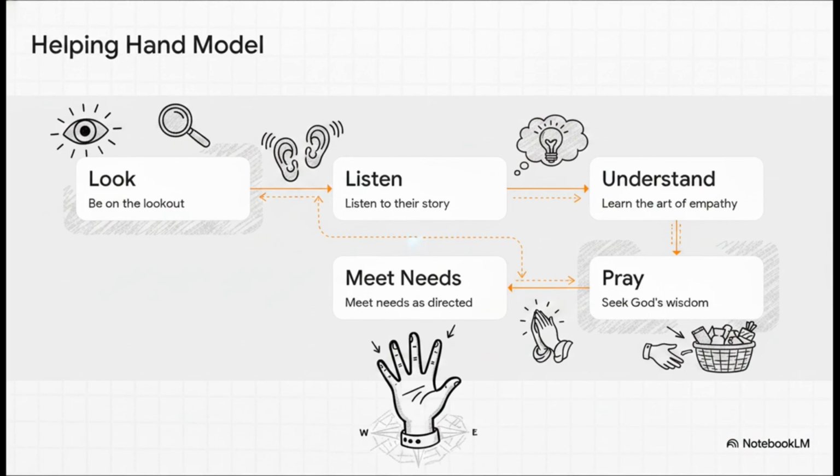Okay, let's really dive into this. Look, listen, understand, pray, and meet needs. To easily remember this, we're using the helping hand model today. Think of a fully open hand, 5 fingers representing these 5 sequential actions. Keep this in your mind because it's going to serve as our map for the rest of this explainer.